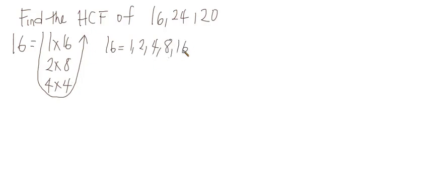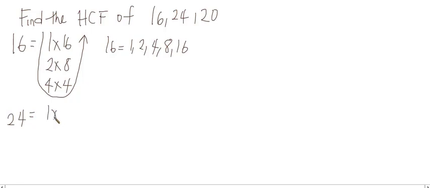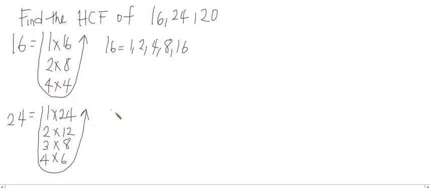So for the next number now, which is 24, listing out the factors, starting from the first one, that will be 1 times 24. The other one will be 2 times 12. The other one will be 3 multiplied by 8. And 4 multiplied by 6. So doing this U upward back, we have something like this, and this gives us the factors of 24, which would be 1, 2, 3, 4, 6, 8, 12, and 24.